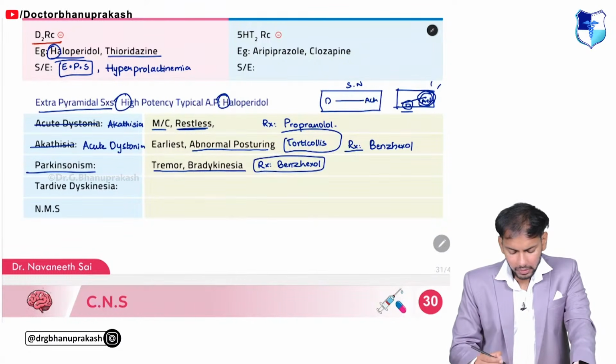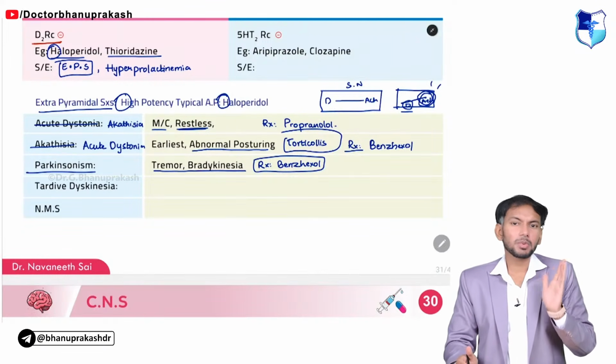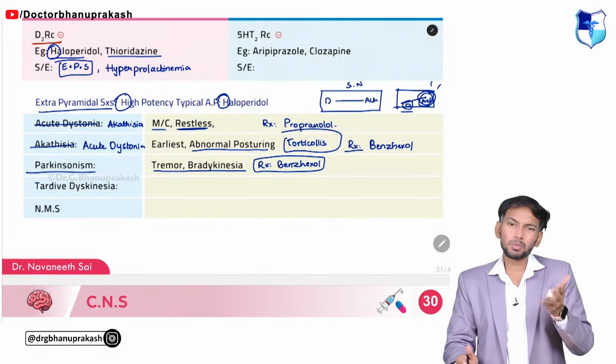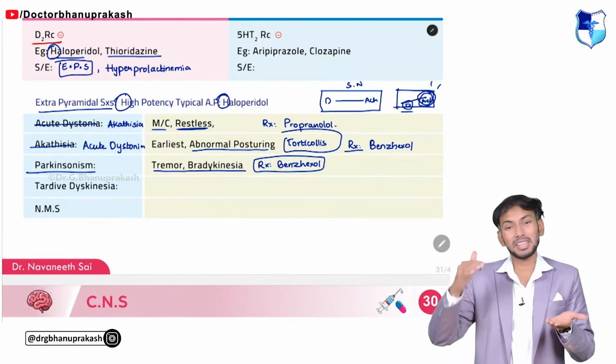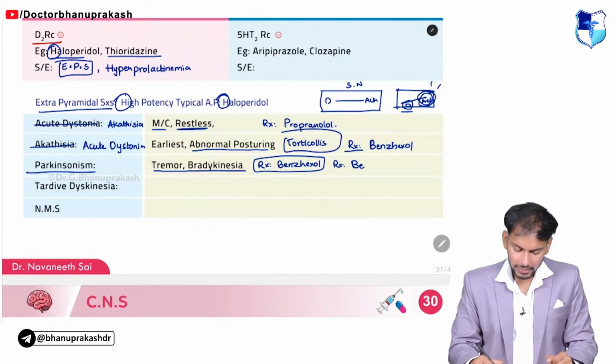You can ask me, sir, dopamine is decreasing, so why don't we increase dopamine? See, we are decreasing dopamine because the person has schizophrenia. If you increase dopamine, it will again cause schizophrenia. That is why, since acetylcholine looks high, we will decrease it. So the treatment here again is benzhexol.